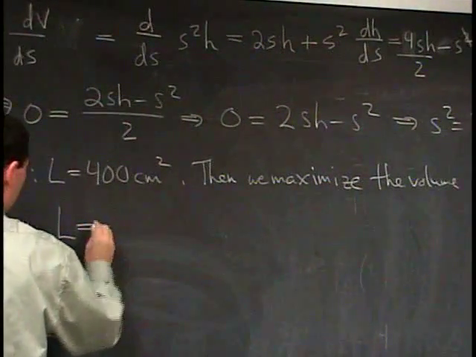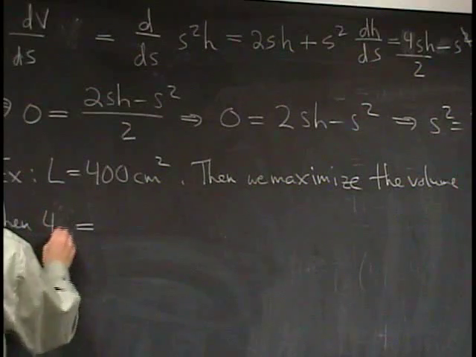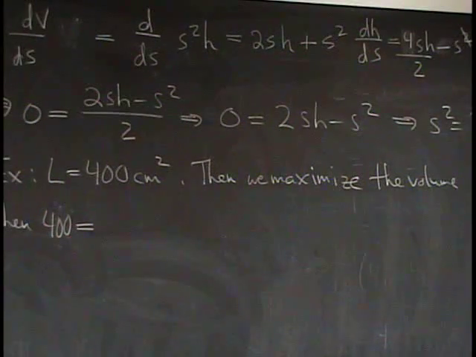When L is 400, remember we said 400 should equal 4sh plus s squared. When you have 2sh minus s squared over 2 equal to 0, it's still over 2. How should you get rid of that 2? Multiply both sides by 2. If something divided by 2 is 0, then the something is 0.